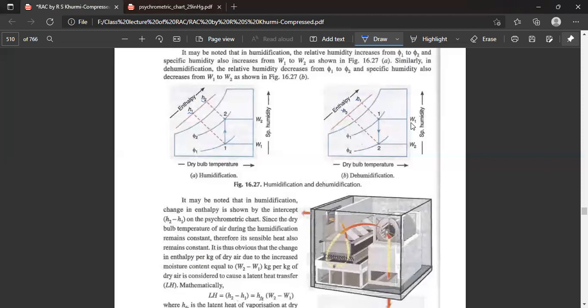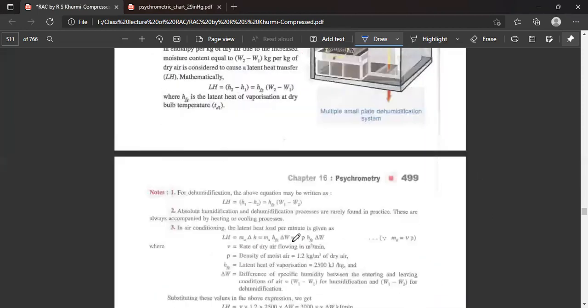So latent heat will be H1 minus H2, equal to hfg, the latent heat of moisture, multiplied by W2 minus W1. W2 is the specific humidity after the moisture is added, and W1 is the specific humidity before the moisture is added, that is, the amount of moisture present per kg of dry air. Multiplied by the latent heat, it gives the total amount of heat added as latent heat, where hfg is the latent heat of vaporization at the dry bulb temperature.